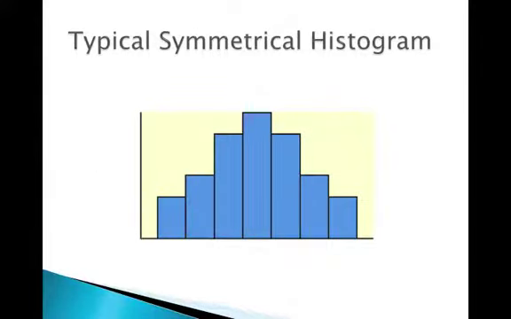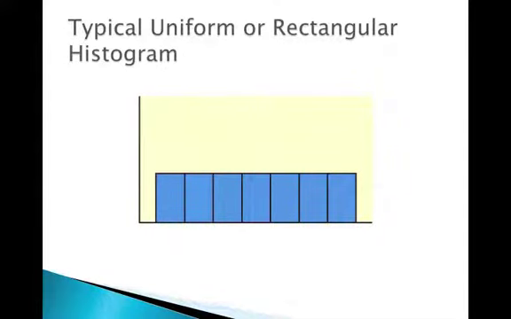Here's a typical symmetric histogram. Okay, so you can see the tails look the same on either side of the peak. That is a typical symmetrical histogram. A typical uniform or rectangular histogram is also symmetric because both sides from the center look the same, but what makes this different, the reason it's uniform or rectangular, is every height is the same. You have the same frequency of every class.